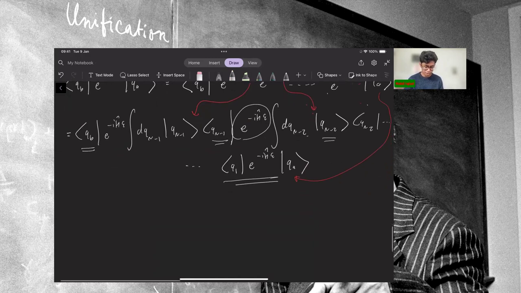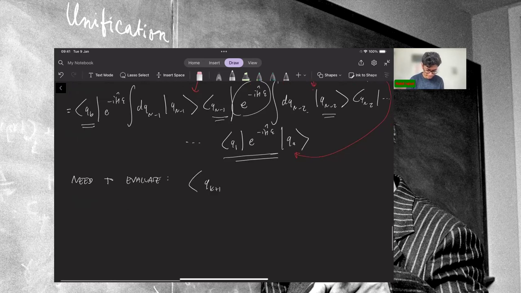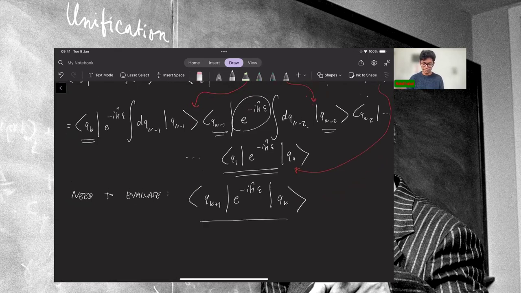So the thing we need to figure out is q sub k plus 1, e to the minus i h hat epsilon, q sub k. This is the basic structure that appears over and over again. For example, it appears here: we have q e to the ih, q e to the ih, you get the idea. So if we can figure out how to evaluate this, then we can stick that back inside and just take many, many products of it.